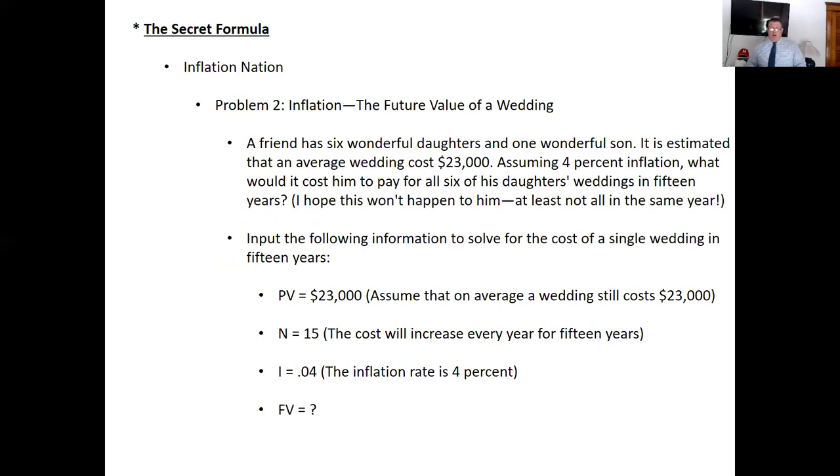If we input the following information to solve for the cost of a single wedding in 15 years, we know the present value of a wedding is $23,000, assuming that on average a wedding still costs $23,000. N equals 15. That's when his daughters will be getting married, roughly in about 15 years. And so the cost will increase every year for those 15 years. I is 0.04. The inflation rate is 4%. So we're not solving for I this time. We're actually solving for the future value. How much does he need in 15 years for each of his daughters' weddings?